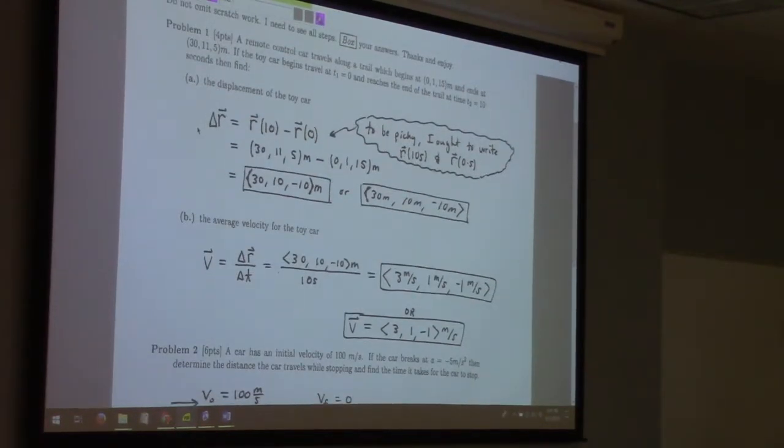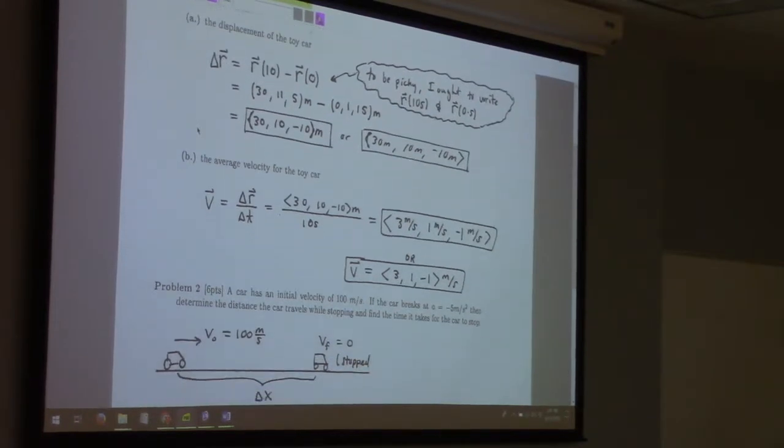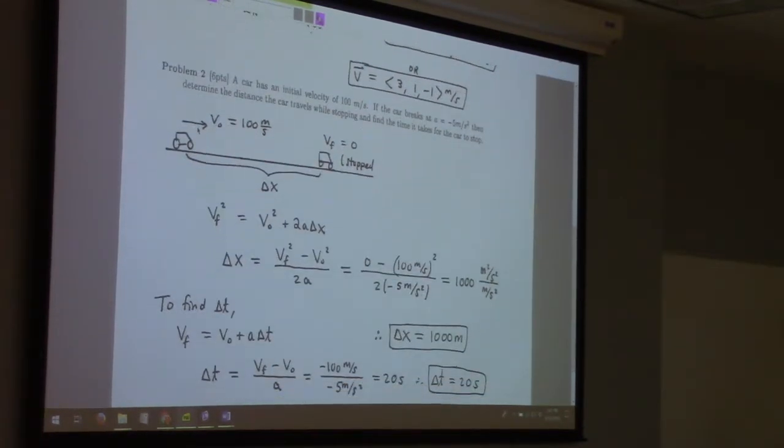Of course, you could factor out the meters per second and just write it off to the side if you wanted. The same thing. Problem 2, actually a little bit more interesting. Problem 2, we're asked to study a car that's initially having a velocity of 100 meters per second. The car brakes.